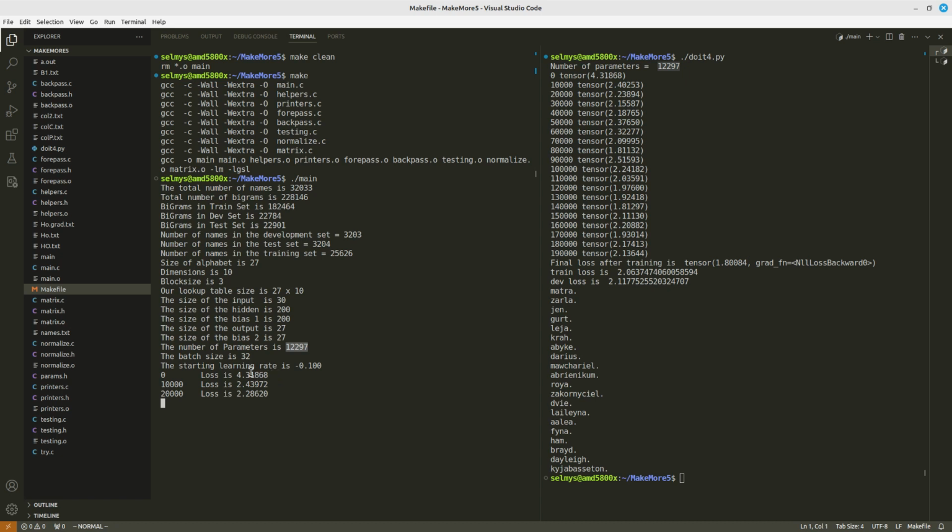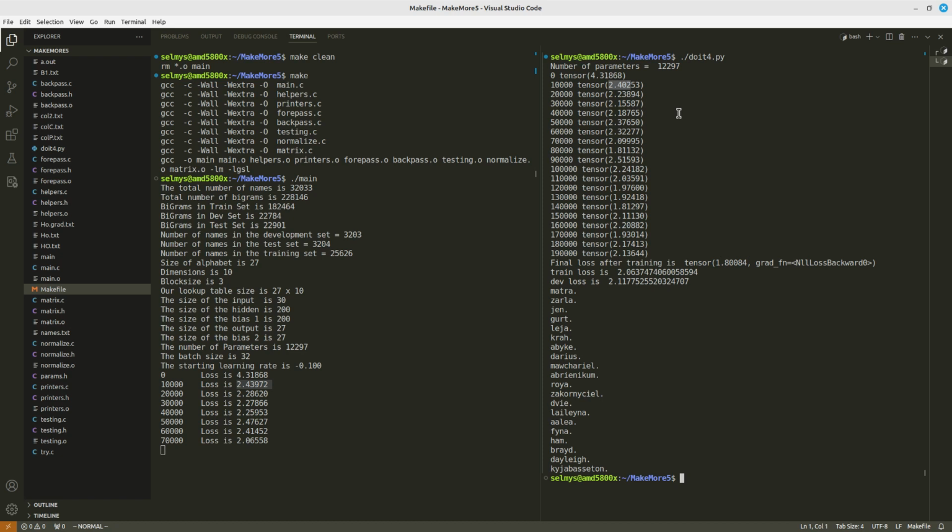But you see the first loss, 4.31868, but you notice the second loss after 10,000 iterations, I have 2.43, and here in the Python they have 2.40. So this is the first time now where my answers are not lining up properly with the Python program. And there is a reason for that, and I will probably explain that when I start talking about backpropagation.